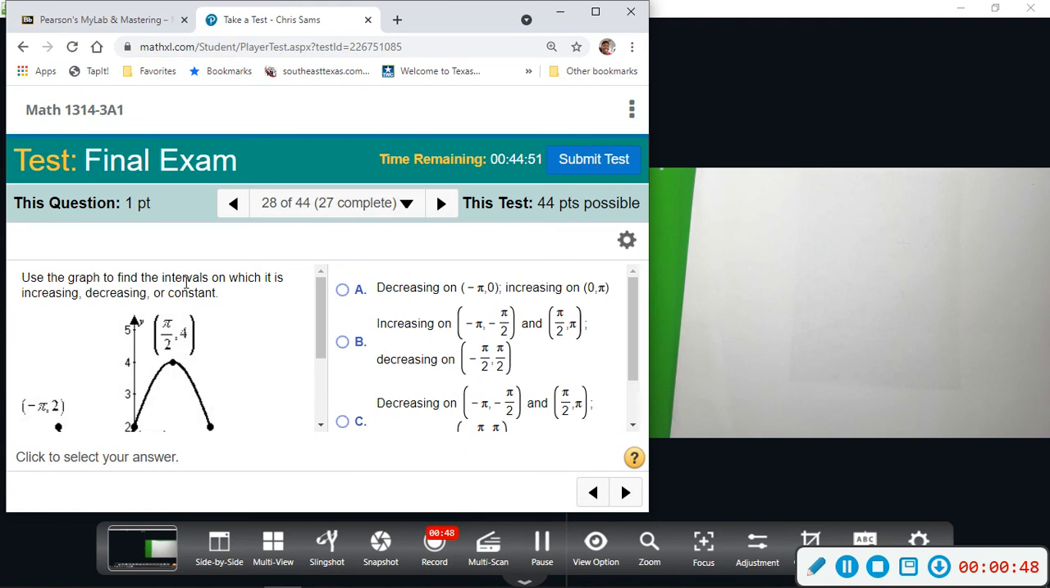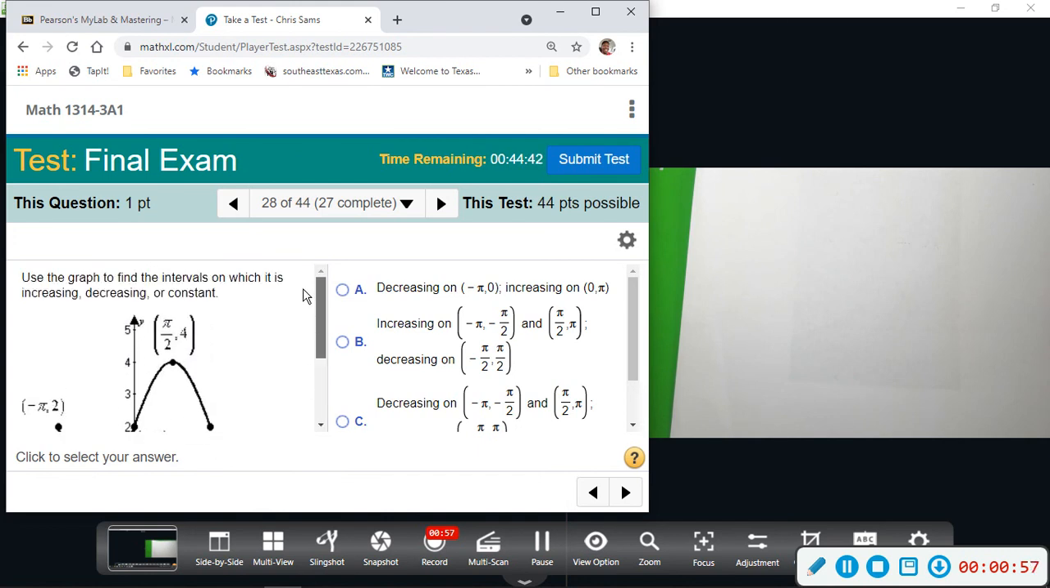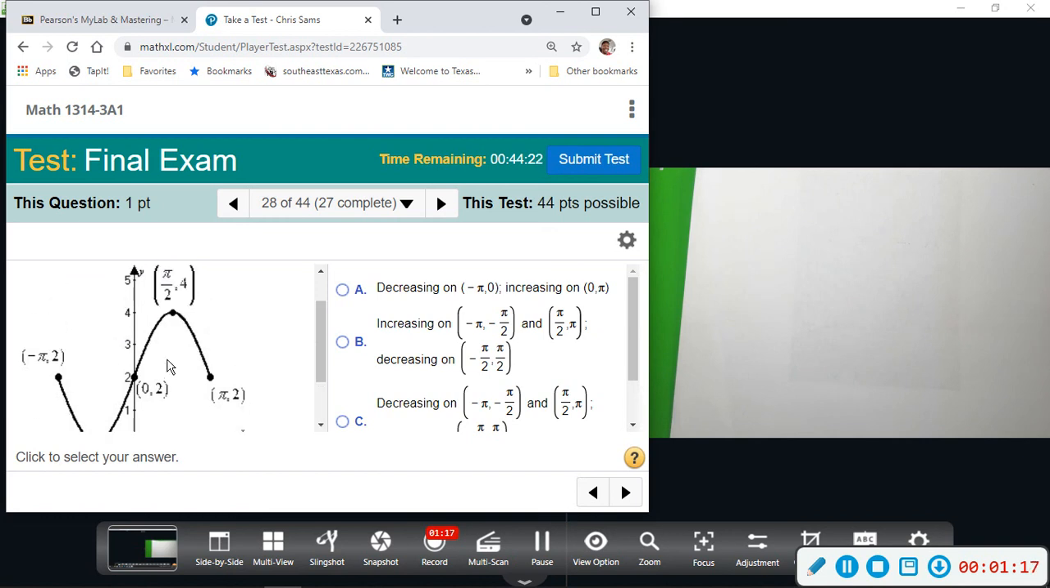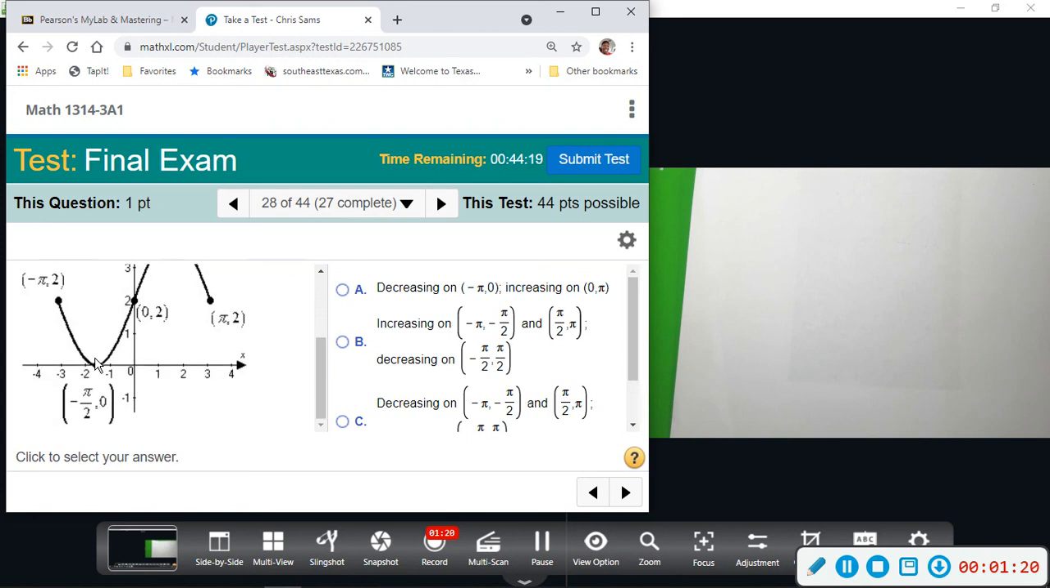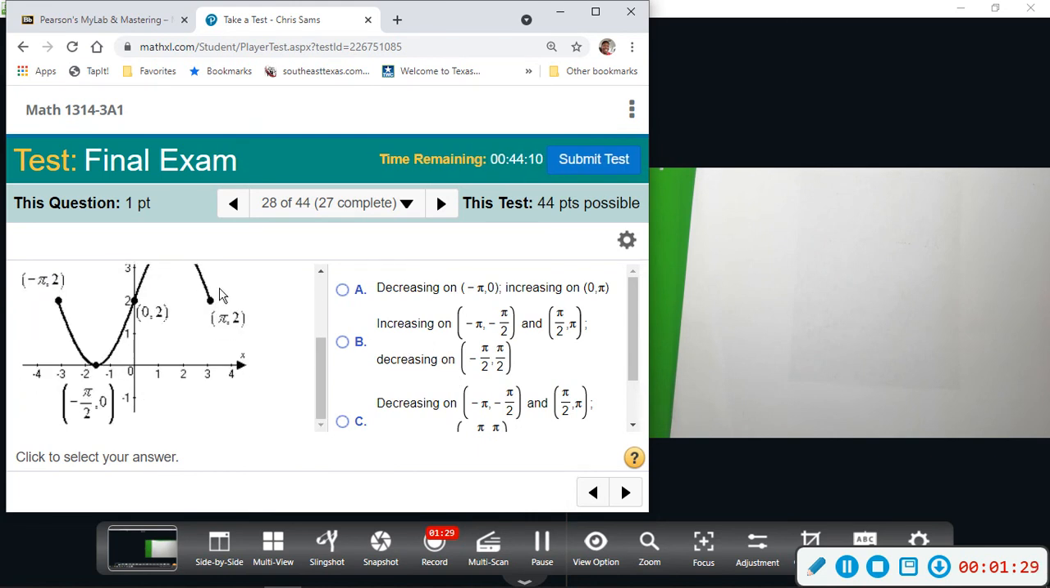Alright, so this one says use the graph, find the intervals on which it is increasing, decreasing, or constant. Okay, so look at this graph. It is increasing, going up from left to right, when x is negative pi over 2 until we get to the x value of pi over 2. So increasing from negative pi over 2 to pi over 2. That's the only part.